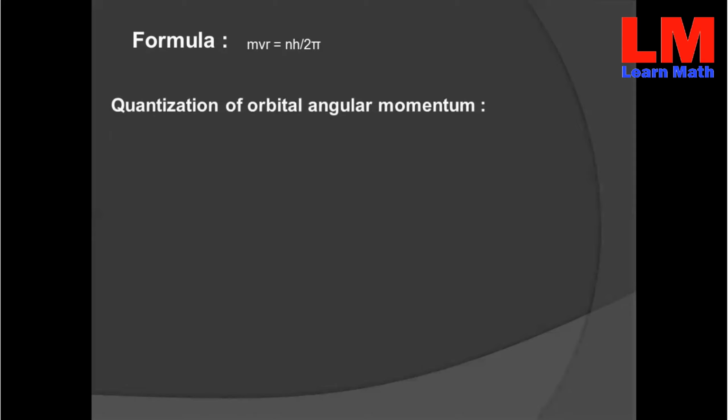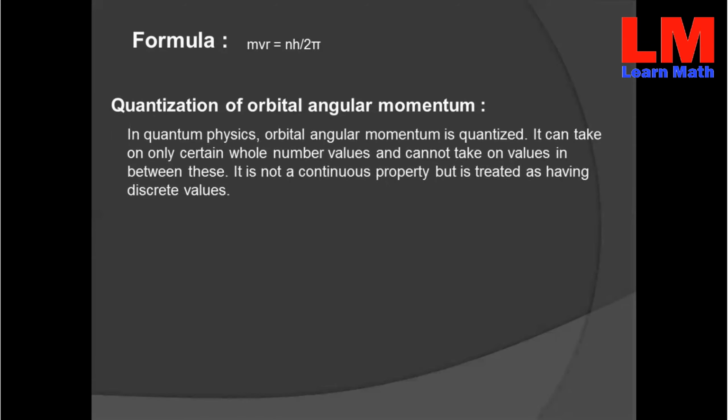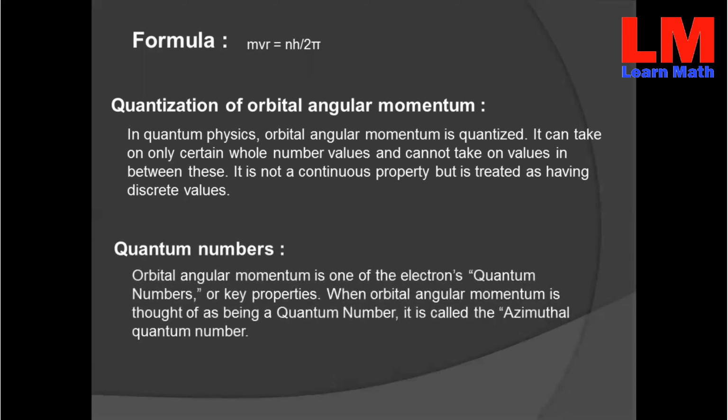Quantization of the orbital angular momentum in physics. In quantum physics, orbital angular momentum is quantized. It can take only certain whole number values and cannot take values in between these. It is not a continuous property, but is treated as having discrete values. Quantum numbers: orbital angular momentum is one of the electron's quantum numbers or key properties. When orbital angular momentum is thought of as a quantum number, it is called the azimuthal quantum number.